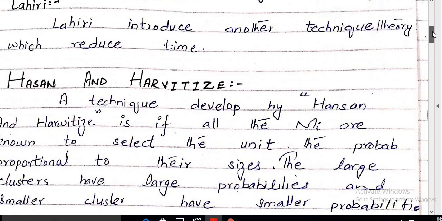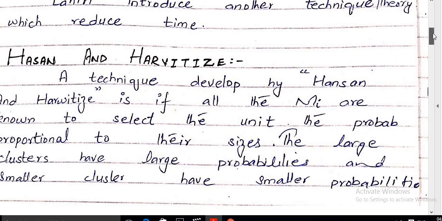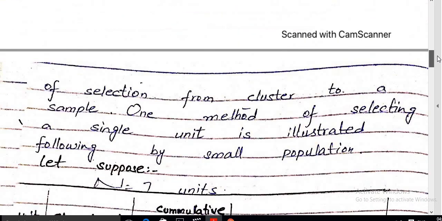Hansen and Hurwitz's technique: if all the Mi are known, select the units with probability proportional to their size. If a cluster has a larger size, it has more probability of being selected in a sample. If the size of a cluster is small, it has a lower probability of being selected. Large clusters have large probabilities and smaller clusters have smaller probabilities of being selected in the sample.